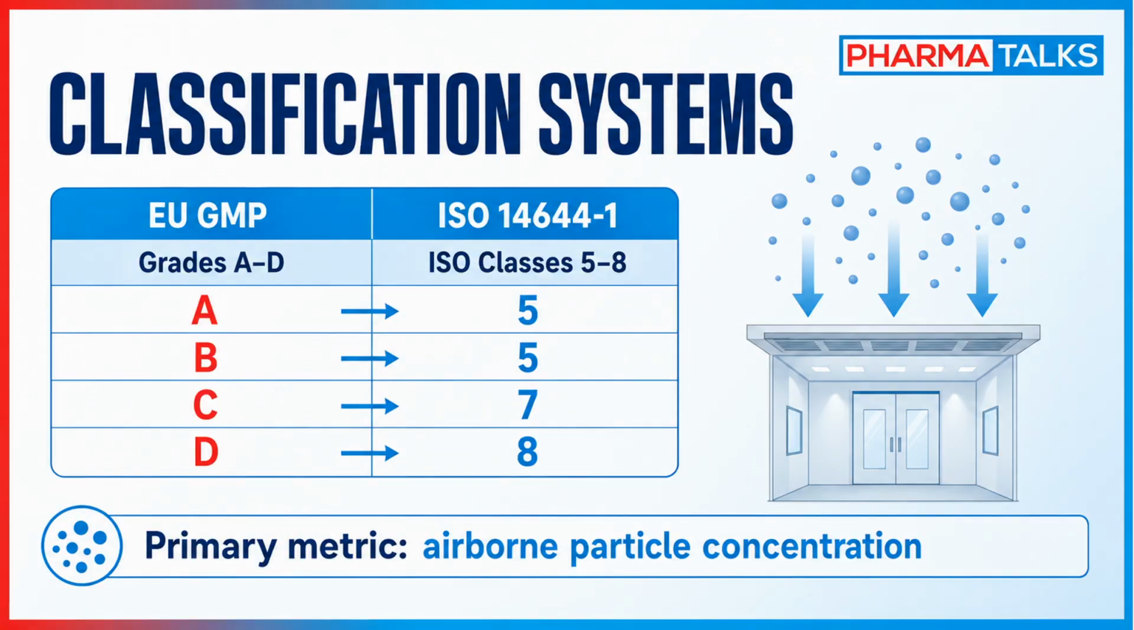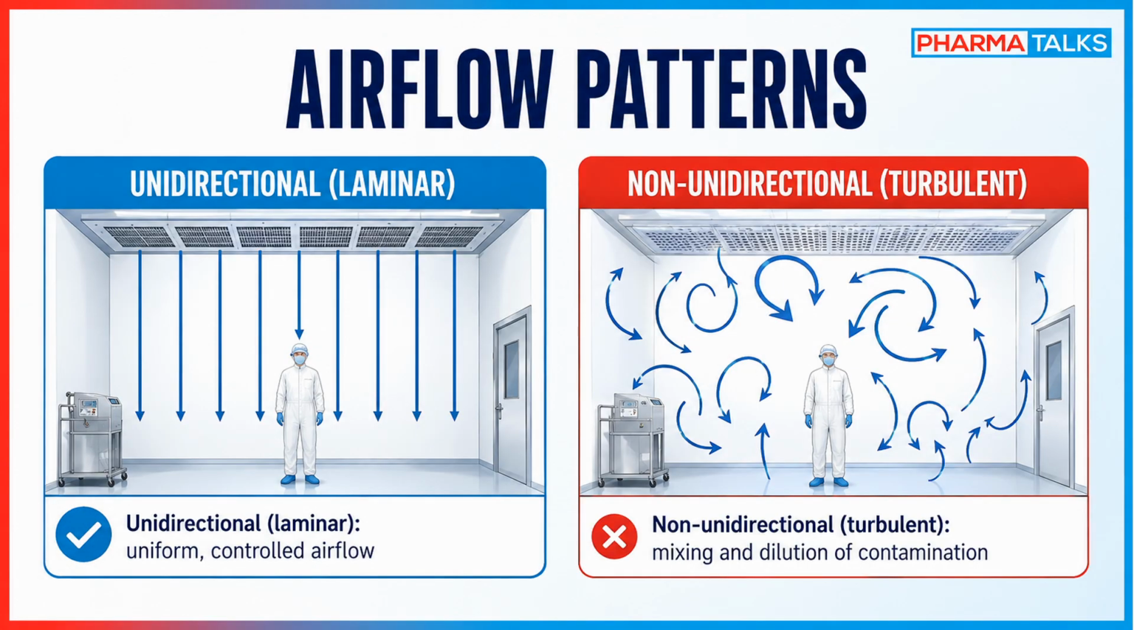Classification systems. Cleanrooms are classified using recognized standards that define their level of air cleanliness. EU GMP uses grades A through D, while ISO 14644 commonly identifies environments from ISO Class 5 to ISO Class 8. The main classification metric is the concentration of airborne particles of specified sizes within a defined air volume. In general, a lower ISO class number represents a cleaner environment with stricter particle limits.